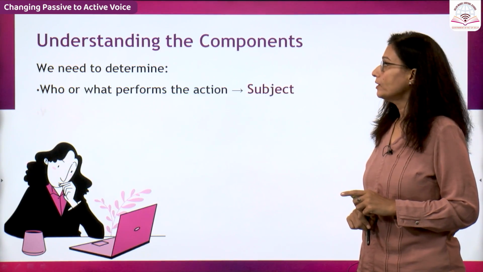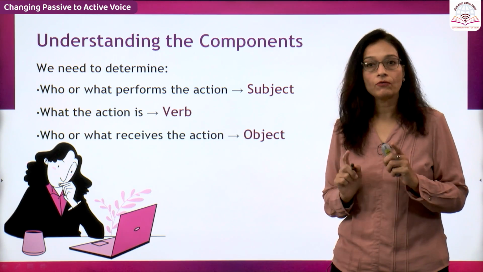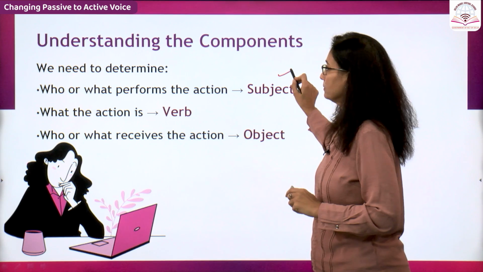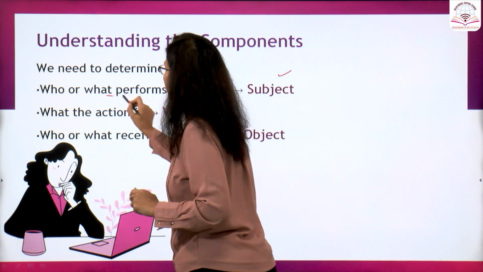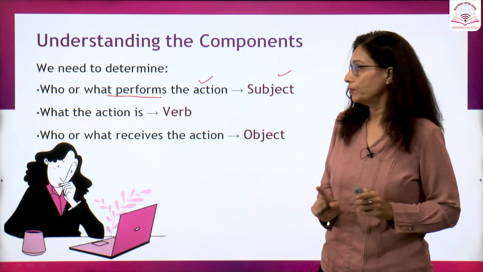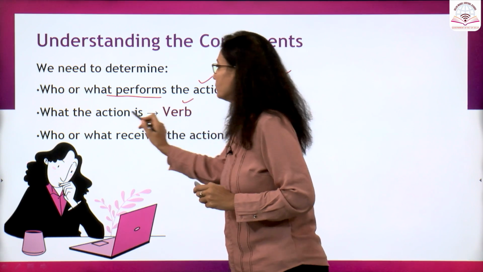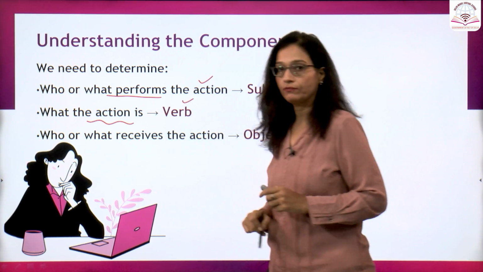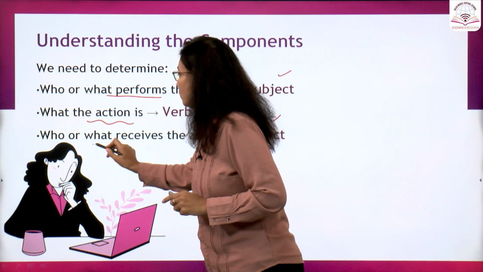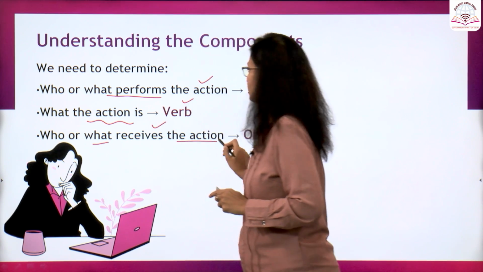Now let us try to understand the components of a sentence. The first component is the subject, that is who or what performs the action. Then comes the verb, which refers to the action itself. Then there is object, that means who or what receives the action.